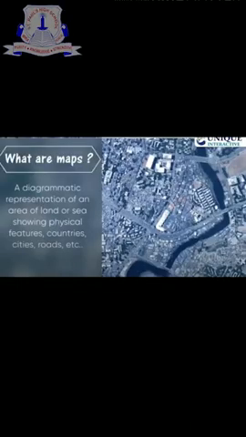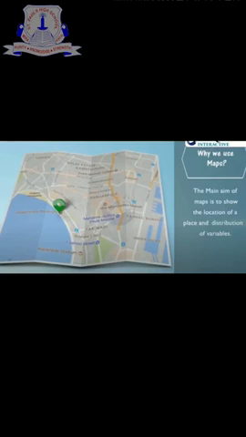What are maps? A diagrammatic representation of an area of land or sea showing physical features, countries, cities, roads, etc. Why do we use maps? The main aim of maps is to show the location of a place and distribution of variables.